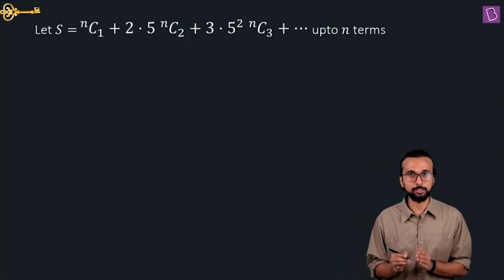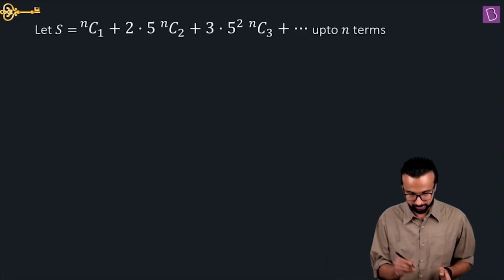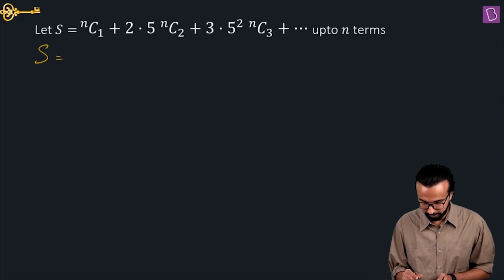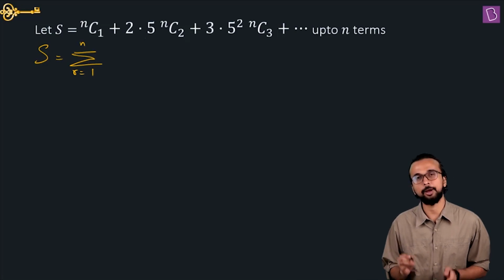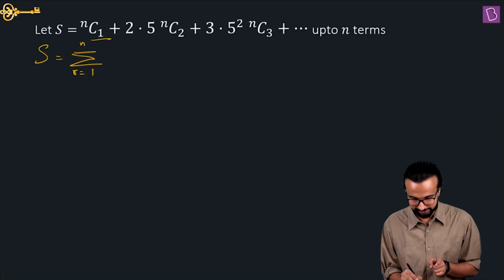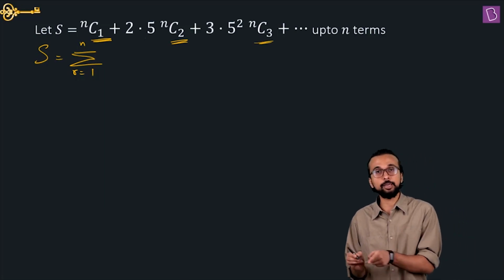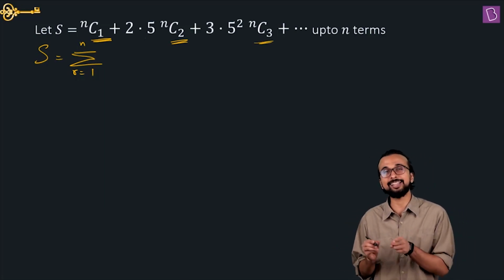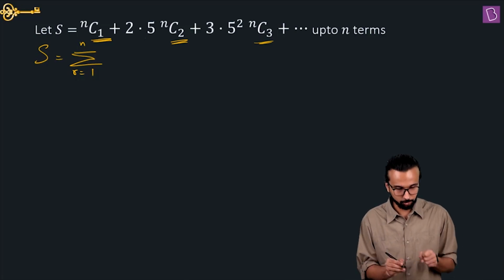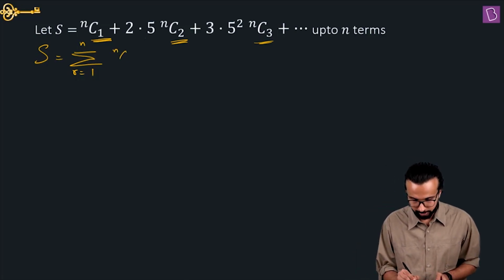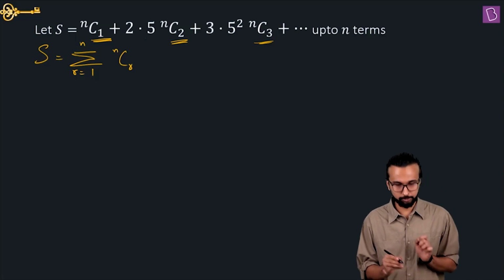Alright, so I have this much. Now, what I'll do is, I'll write this in sigma form next. So, this S is nothing but sigma r equal to 1 to n. Why am I writing r equal to 1 to n? I see this nC1, first term, nC2, second term, nC3, third term. We're going up till n terms, so we go up till nCn. Alright. So r equal to 1 to n into nCr into.